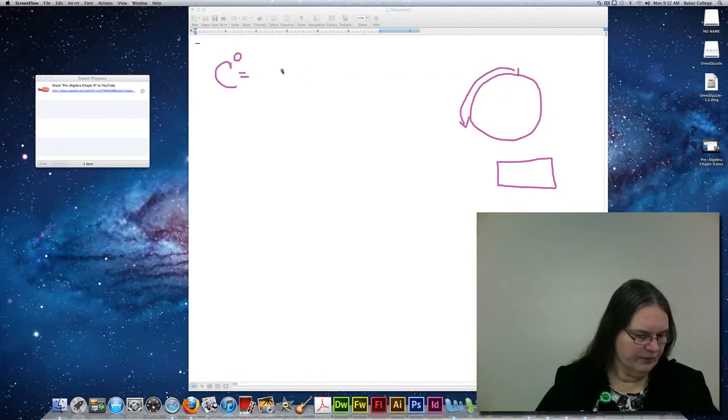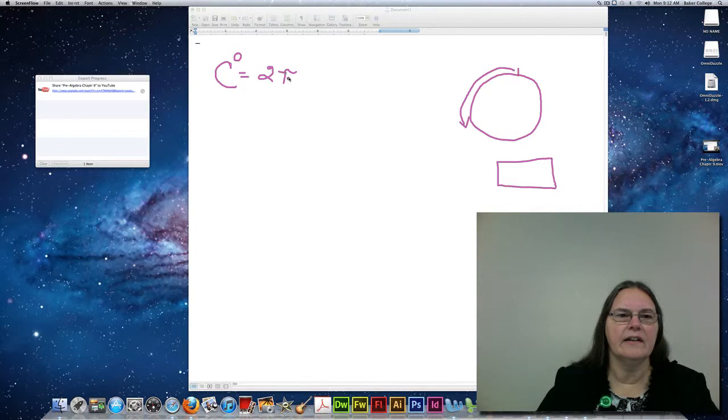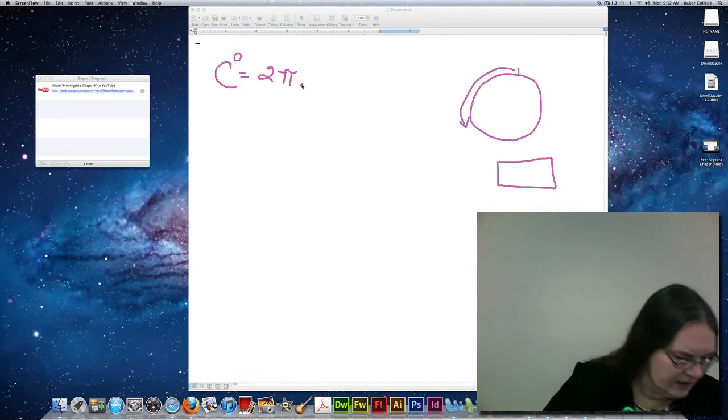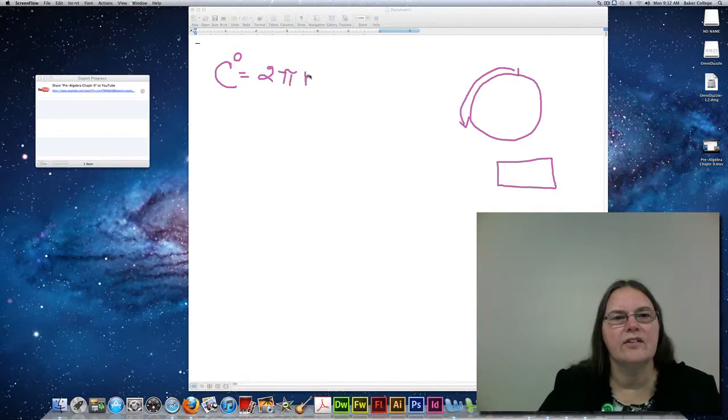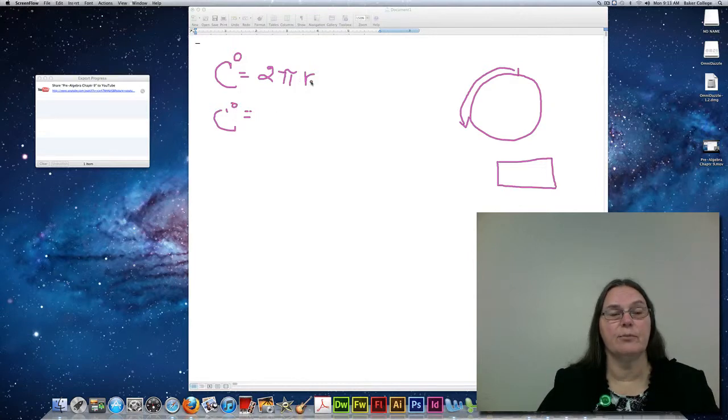So the circumference of the circle is twice pi times the radius. So in this case, they're telling us that the circumference, we have to have a little information, right? The radius of this circle, the radius equals 25 centimeters.